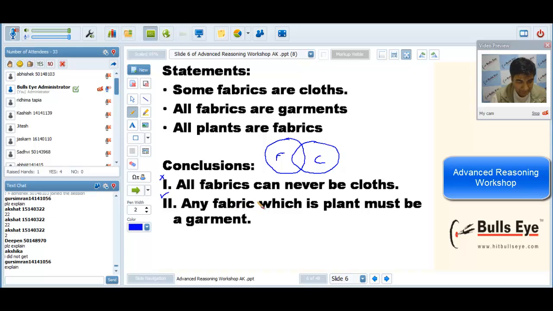Okay, I'll explain this. Some fabrics are clothes, all fabrics are garments. So we have a circle of garments. All plants are fabrics. Now, any fabric which is a plant. If I draw plant anywhere, because all plants are fabrics, plants has to be in between fabrics, or the full circle of fabric is plant. Now any fabric which is plant must be a garment because fabric is included in garments.